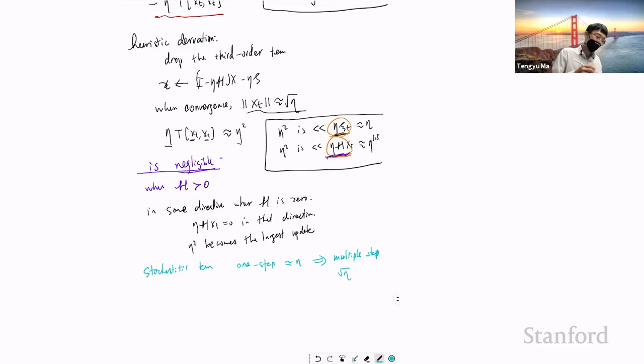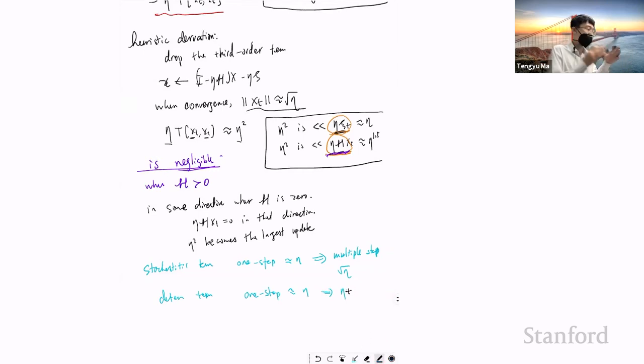However, when you have a deterministic term, if one step is something like eta, then eventually it's unclear what you will build up. It probably would build up to eta t, eta times little t, let's say, because the steps won't cancel. Maybe this is a little bit, I'm not sure whether this is the best way to explain it.